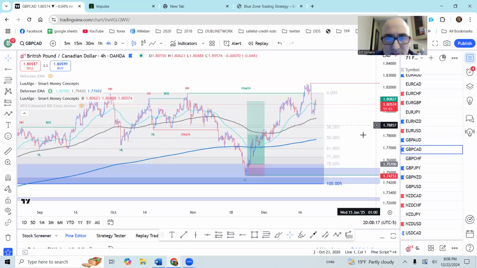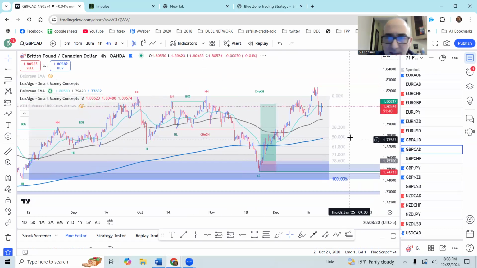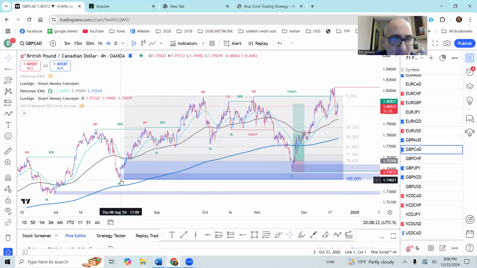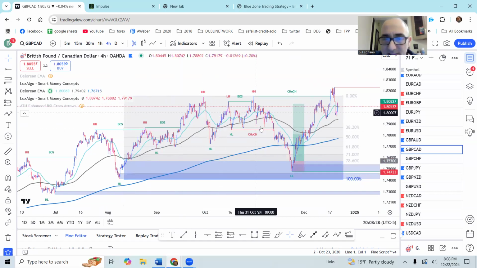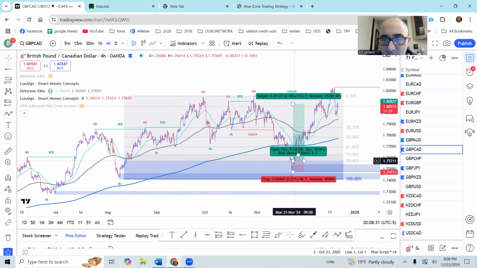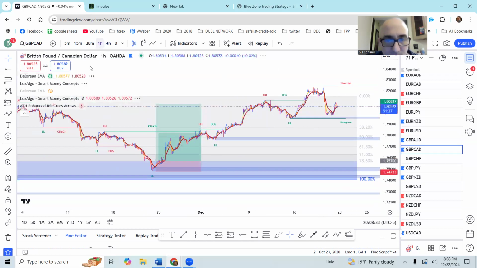Okay, you can see here price. We had drawn our fib from this significant swing low right here. You can see that order block there, up to that swing high. Price came back, worked its way back down into the blue zone. We then dropped to the 1 hour chart.